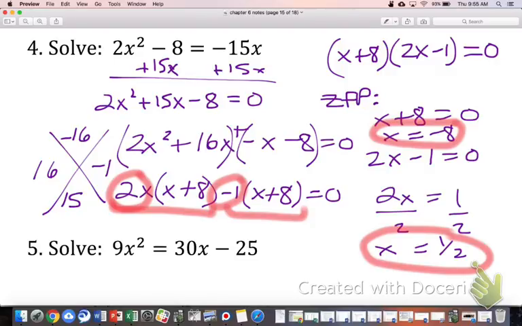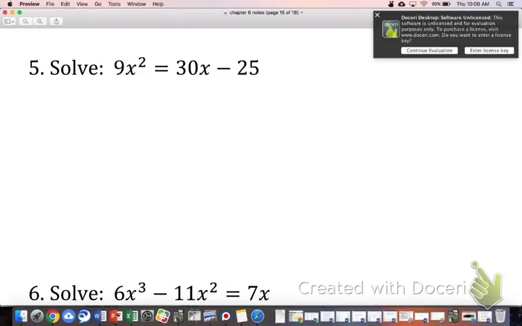Number 5, take a look at it. Solve 9x squared equals 30x minus 25. Give you a chance to try kind of the full deal on your own. See how it goes. Work together to get there. I'm not going to do the whole thing right now. I just want to make sure we all start off in the same spot.